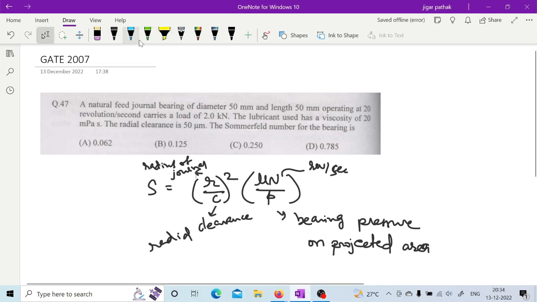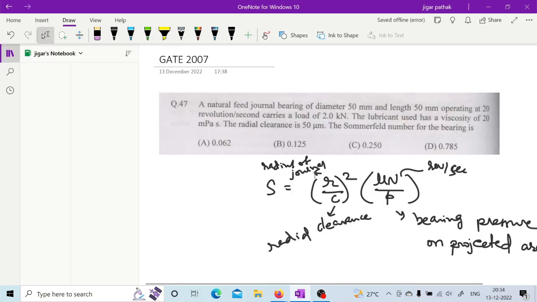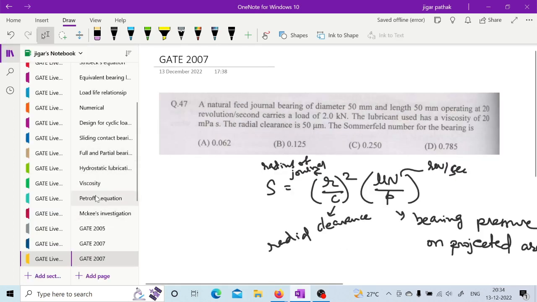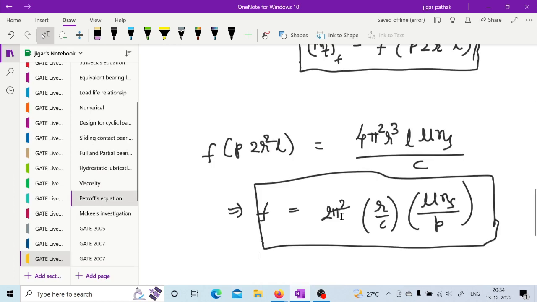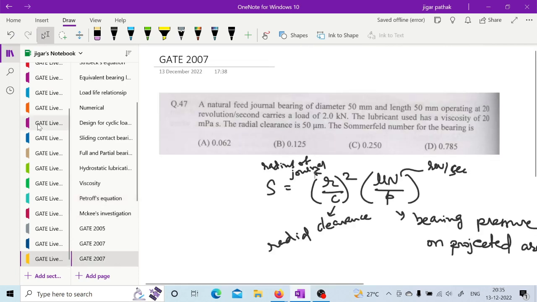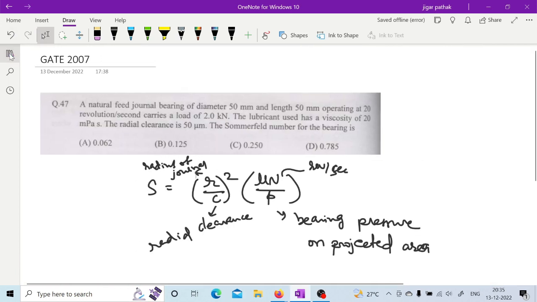Right, so this actually comes from Petrov's equation only. If we go and check this one, then from this only it has come, right? This Sommerfeld relation, R by C square, here it is 2 pi square R by C mu n s by P, right? So from this only this Sommerfeld number has come. So I guess you can try with this one, right?